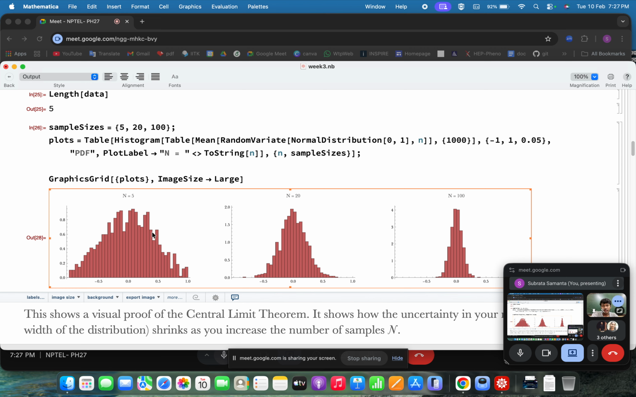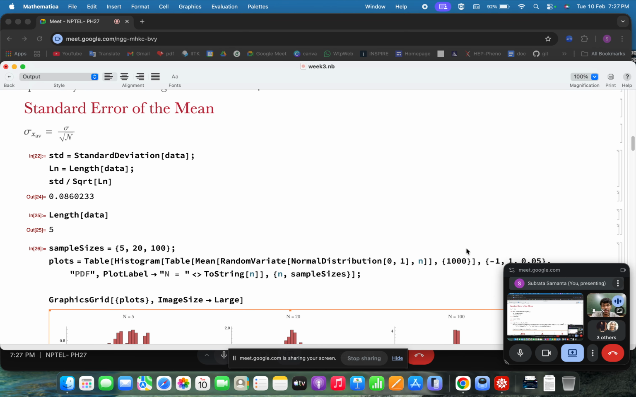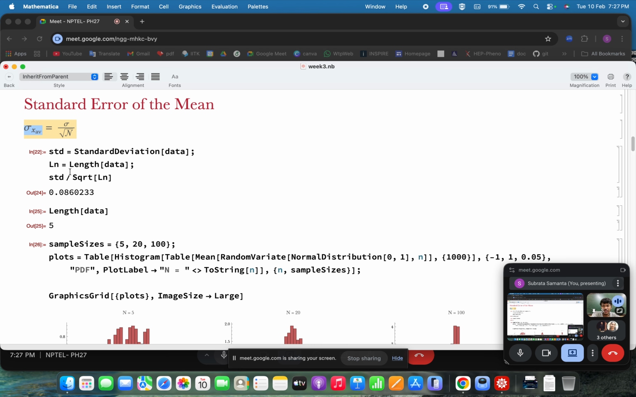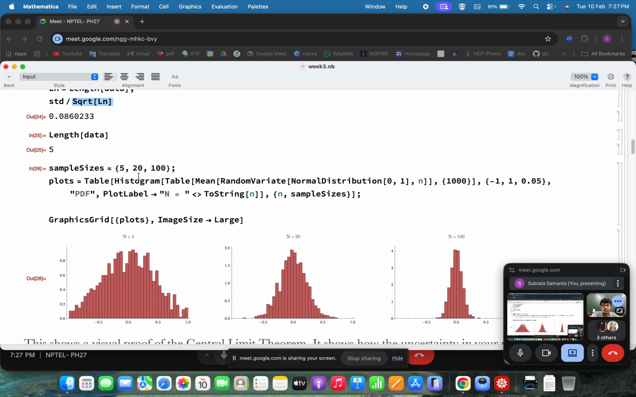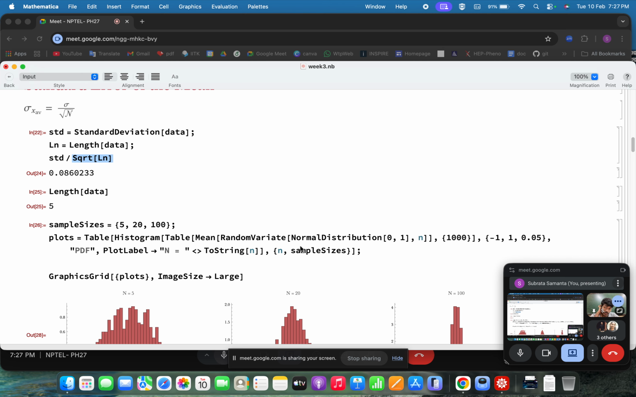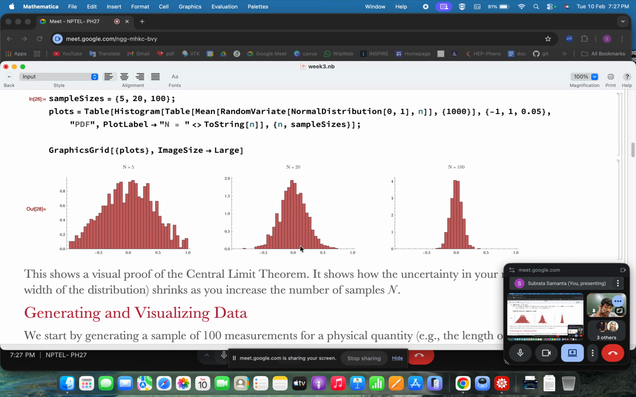If we increase the number of data, let us say n equals 20, then you see sharp Gaussians. And if you increase to n equals 100, again sharper. So, your error is small. That is why I calculate the standard error of the mean, which is you divide by the square root of the length of the data. If we increase the length of the data, this width, the standard error of the mean, is small.